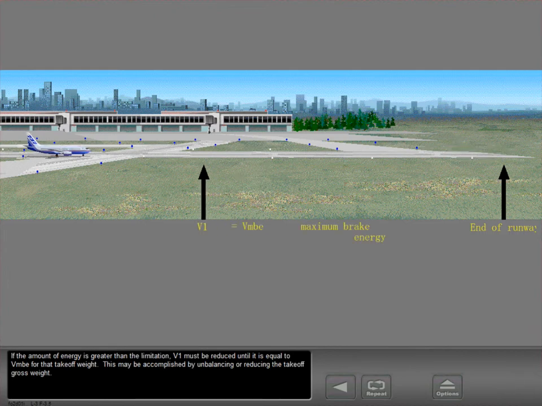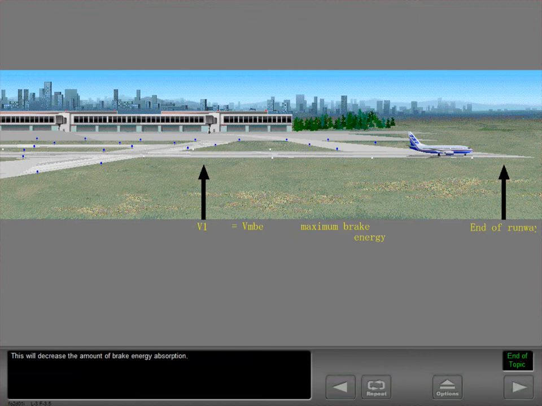If the amount of energy is greater than the limitation, V1 must be reduced until it is equal to VMBE for that takeoff weight. This may be accomplished by unbalancing or reducing the takeoff gross weight. This will decrease the amount of brake energy absorption.